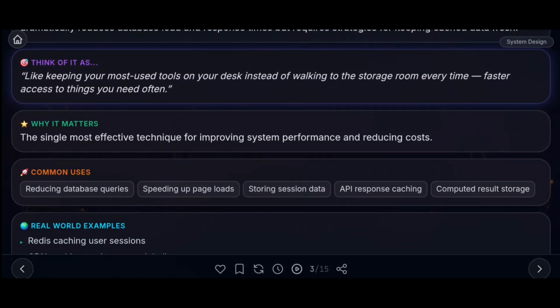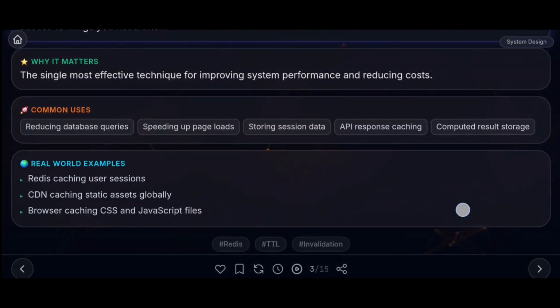Why it matters? The single most effective technique for improving system performance and reducing cost. Some common uses: reducing database queries, speeding up page loads, storing session data, API response caching, computed result storage. Some real world examples are Redis caching user sessions, CDN caching static assets globally, browser caching CSS and JavaScript files. This is about caching.